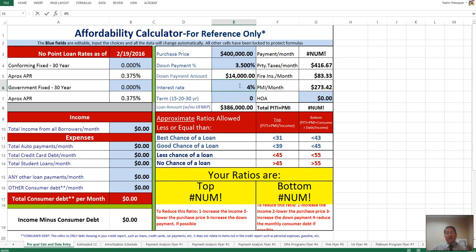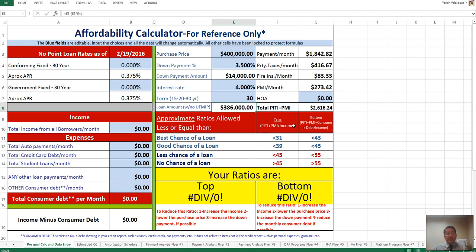So 4% interest rate, and then the term. The term can be 10 years, 15 years, 20 years, and 30 years, and there's some for 40 years, but they're not very popular. So stick with the 15, 20, 30 year plans that I recommend. So 30 year in this case. Okay, once you do that, you will see that now here we have the analysis, and it says payment of principal and interest.